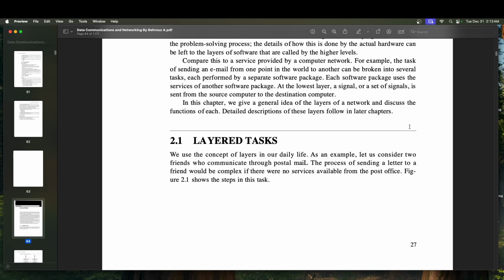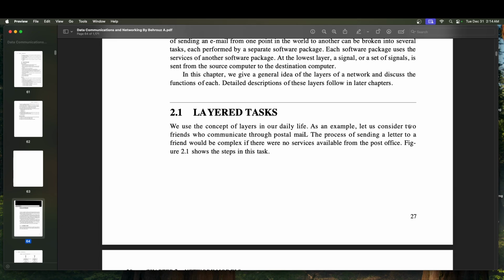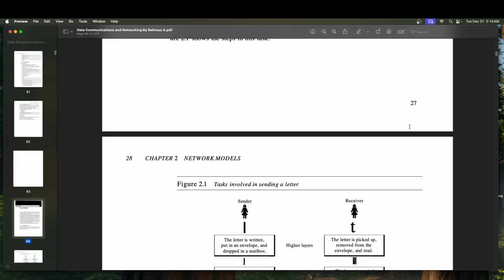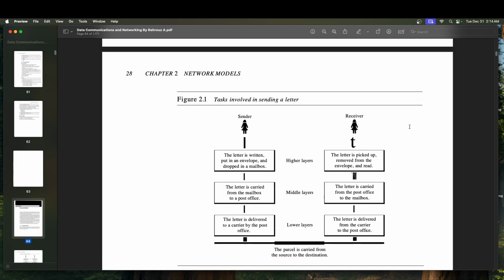So, layers. To use the concept of layers as an example, let us consider two friends who want to communicate through postal mail. The process of sending a letter to a friend would be complex if there were no services available from the post office. For example, let's see the different steps. So these are two people: this is the sender, this is the receiver.